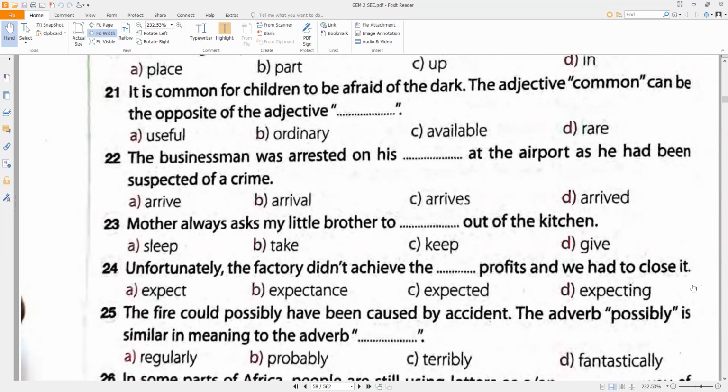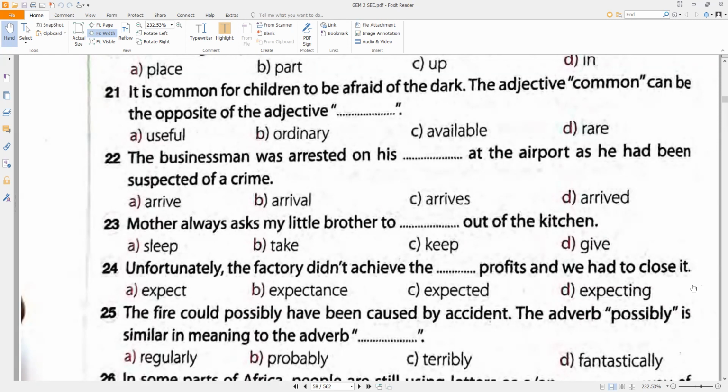Number 24. Unfortunately, the factory didn't achieve the expected profits and we had to close it. Expect, expectance, expected, expecting. I need here an adjective. Expected or expecting? Excellent. Expected profits.